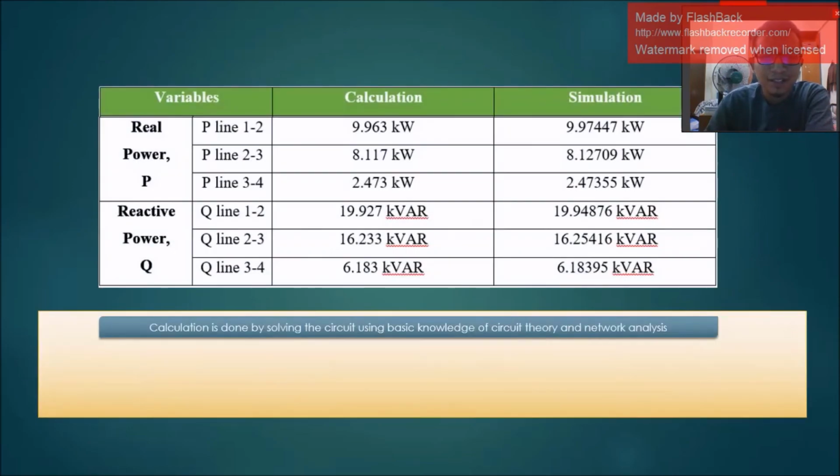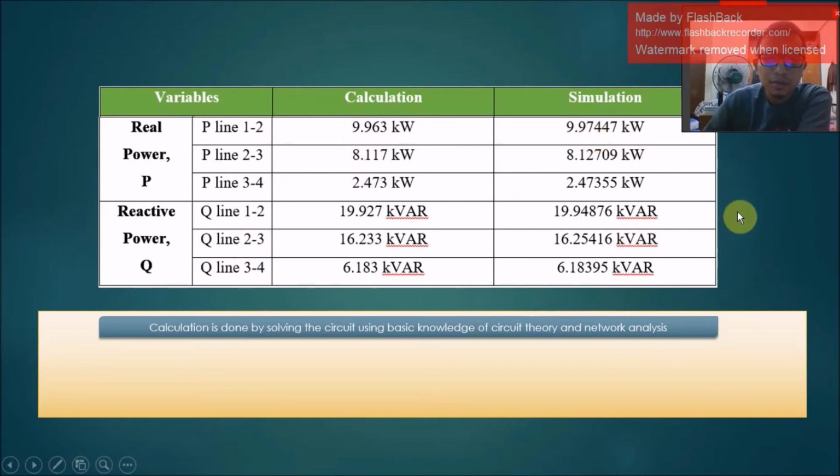Sorry. Okay, so next is the table of real power and reactive power. This is also the same as the table before. The data between those two is still between plus minus 1. For example, this real power for P line 1, 2 is 9.963, while this one is 9.97447. It is still below plus minus 1.